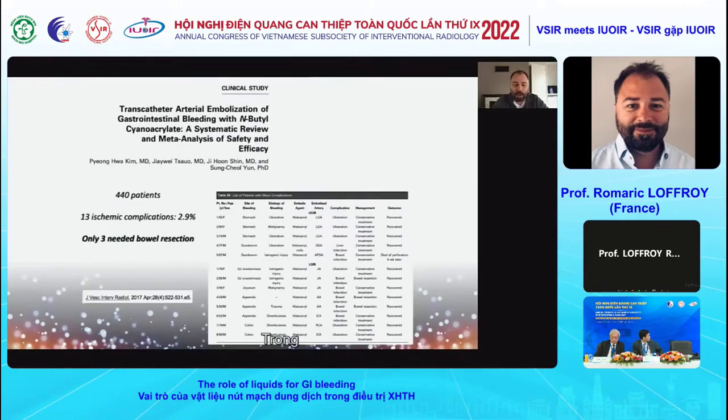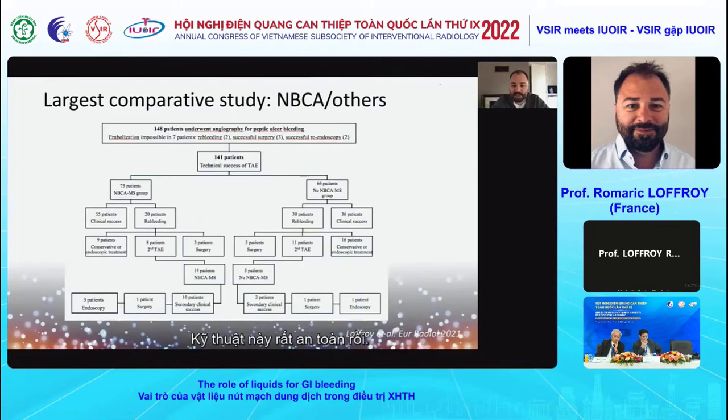And they showed that among 440 patients, they got only 13 ischemic complications, meaning 2.9%, with only 3 needed bowel resection, whatever the territory, upper or lower GI bleedings. This is even less than what is reported in the guidelines from the CIRSE with all types of embolic agents, meaning that at least there is no more risk of ischemic complications. 3 needed bowel resection among more than 400 patients. I mean, you cannot do less. This is very safe, as you can see.